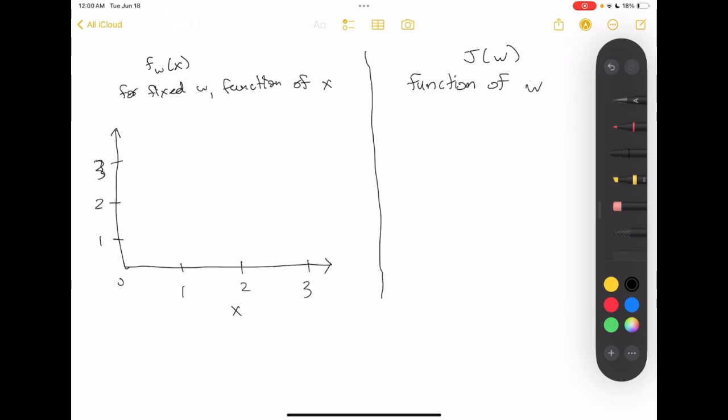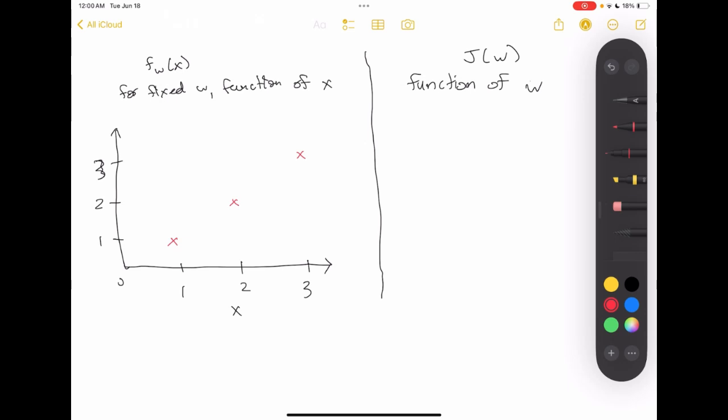And say our data points are these ones right here. So we want to find values of w that minimize our cost function, right? And we want to basically make our model predict the outputs correctly.